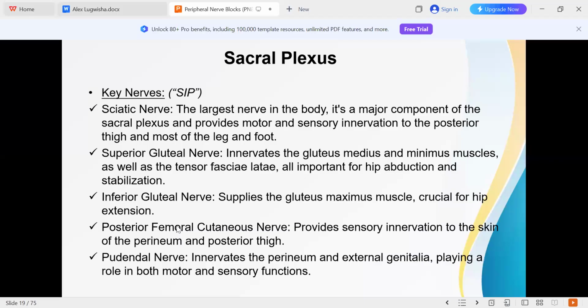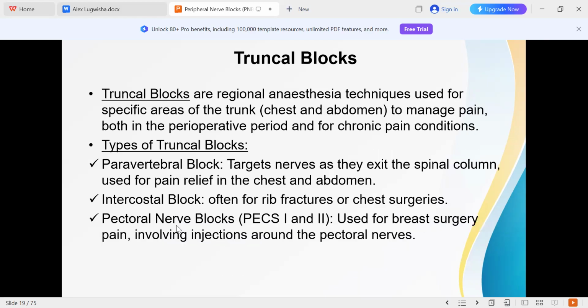We have the superior gluteal nerve, which innervates the gluteus medius and minimus muscles, as well as the tensor fasciae latae. All these nerves are important for hip abduction and stabilization. We have the inferior gluteal nerve, which supplies the gluteus maximus. The posterior femoral cutaneous nerve provides sensory innervation to the skin of the perineum and posterior thigh. The pudendal nerve innervates the perineum and external genitalia, which plays a major role in motor and sensory function.